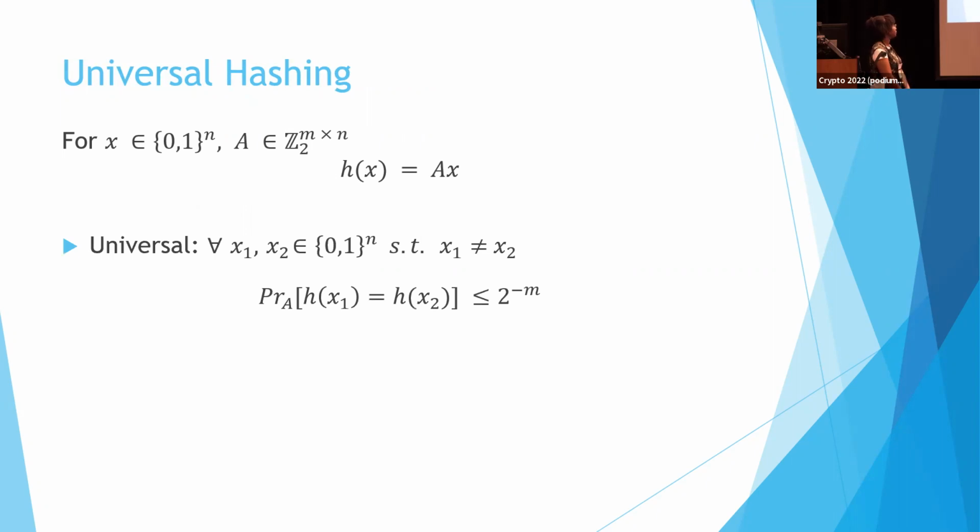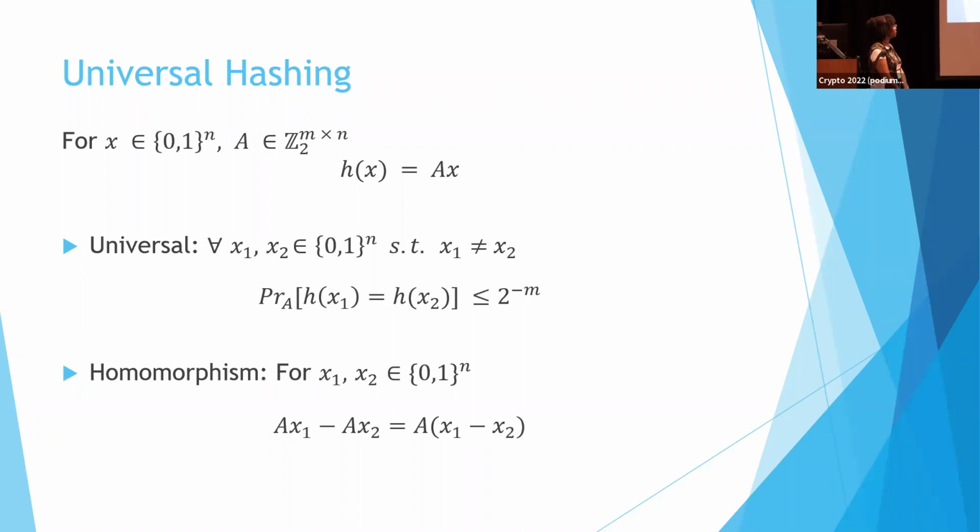And this satisfies this universal property, which says that for every x1 not equal to x2, the probability that the hashes of those two inputs are equal is less than or equal to 2 to the minus m. Additionally, this hash function satisfies this homomorphic property, which states that a times x1 minus a times x2 is equal to a times quantity x1 minus x2. And this is a useful property that we will need in our constructions.